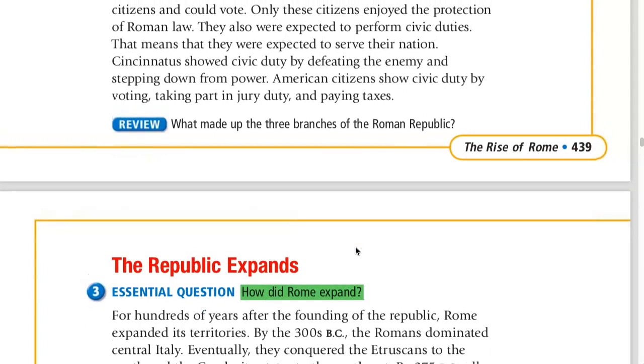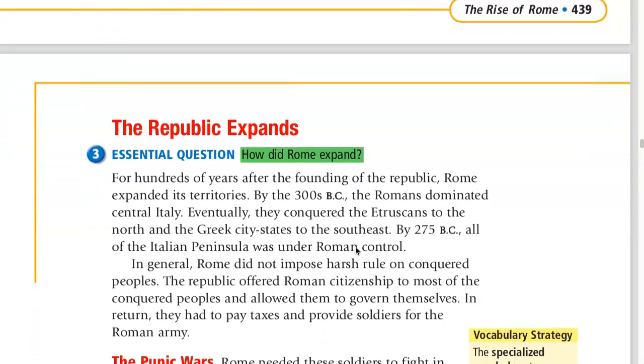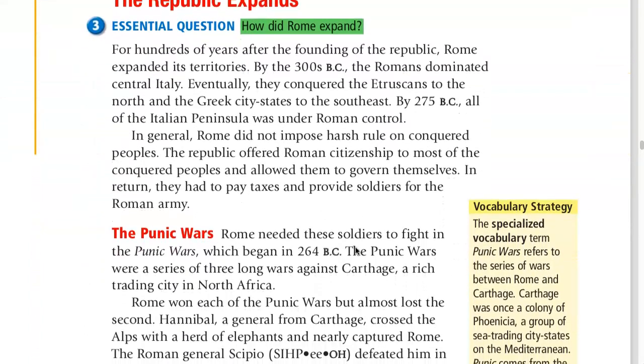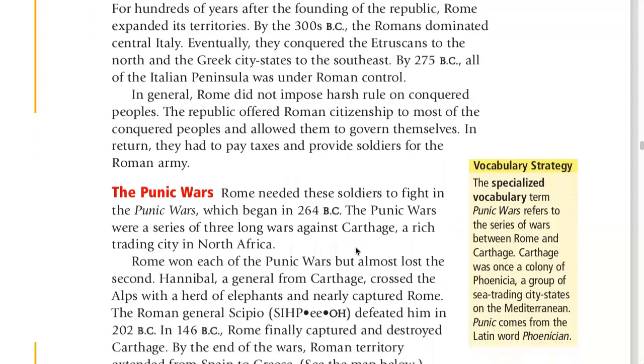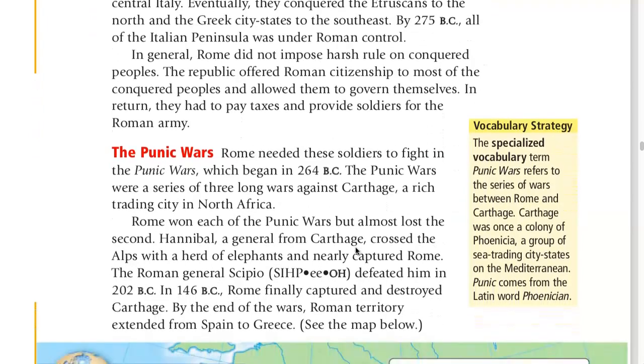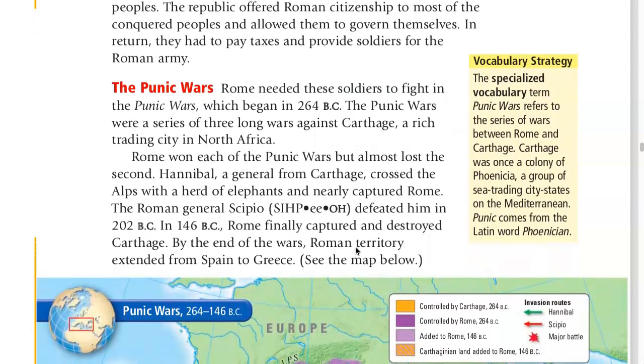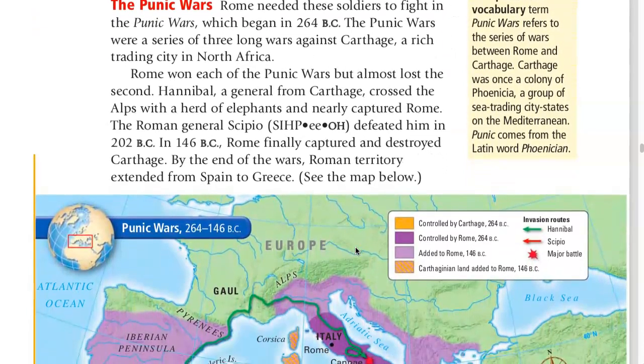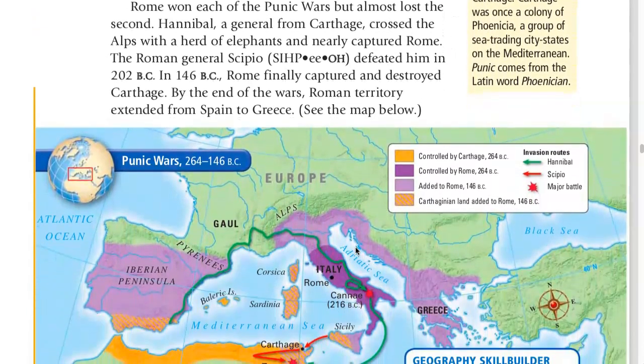So, how did Rome expand? We have the way they treated conquered peoples, and we have the defeat of the Carthaginians, which left them with how much territory?